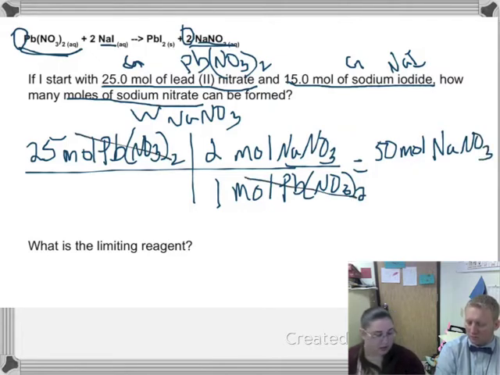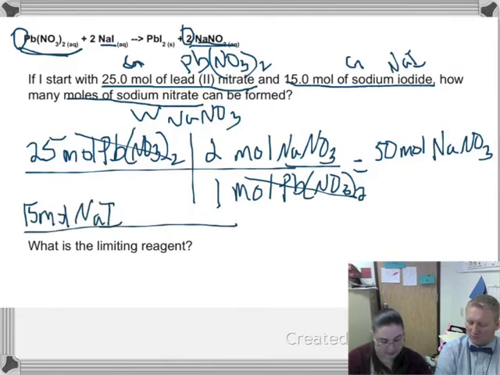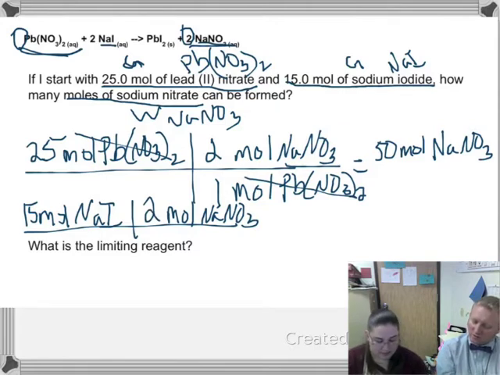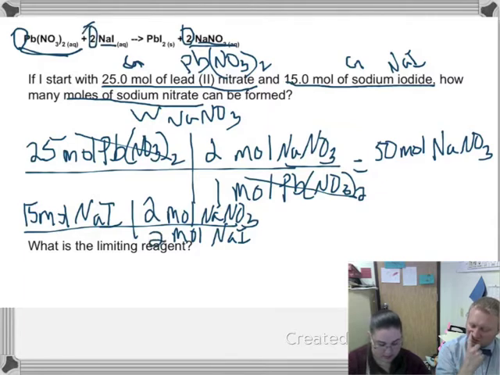Basically we just need to do it again for our other given, which is 15 moles of NaI. Again, I want to change it to the same thing, so it still needs to say moles of NaNO3 right here, which we already established was 2. That's not changing. Then on the bottom we want moles of NaI, and we look at the equation, and 2 is in front of the NaI. So that's the number we need to write down there. So this one is going to be 15 times 2 divided by 2.